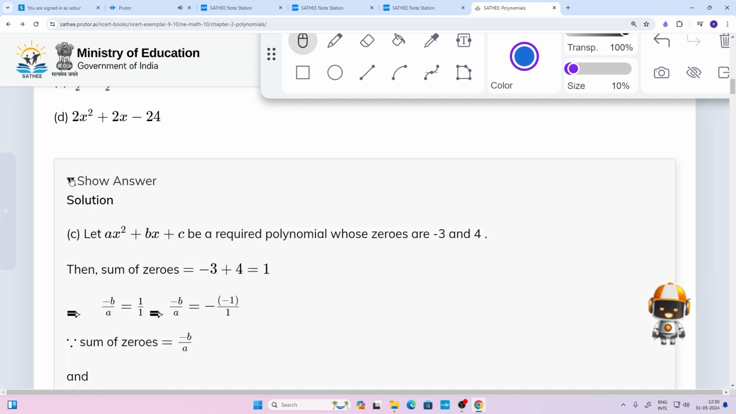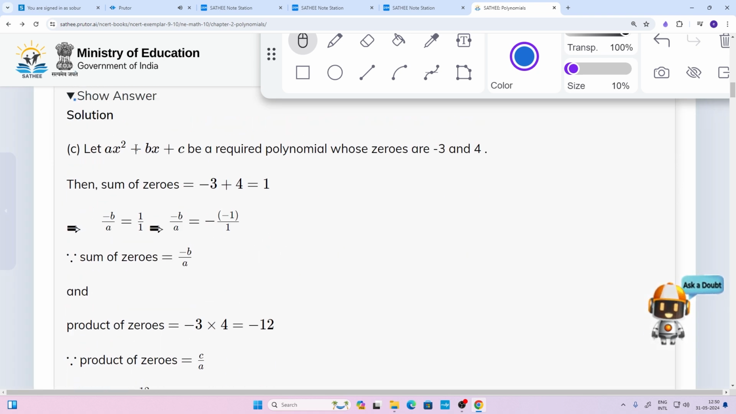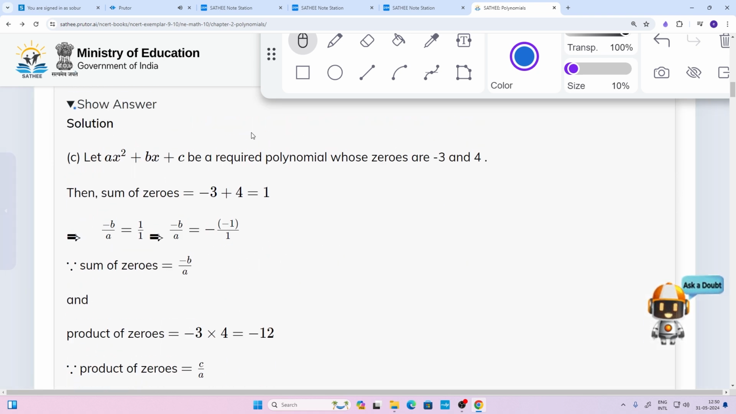Here we first let ax square plus bx plus c be a required polynomial whose zeros are minus 3 and 4. Then the sum of zeros is equal to minus 3 plus 4, which is equal to 1.